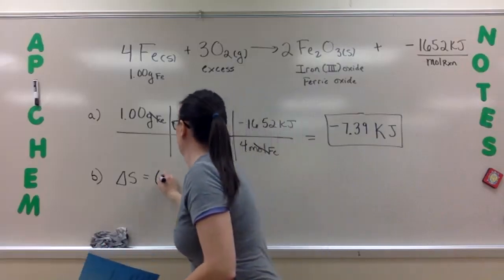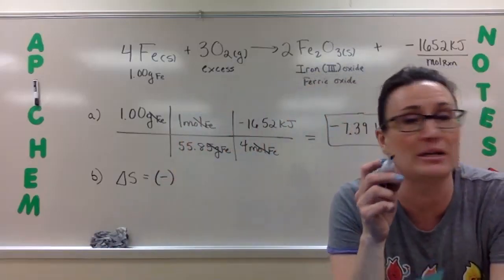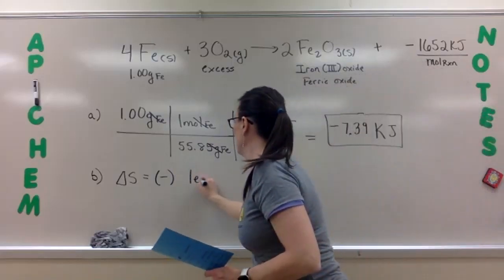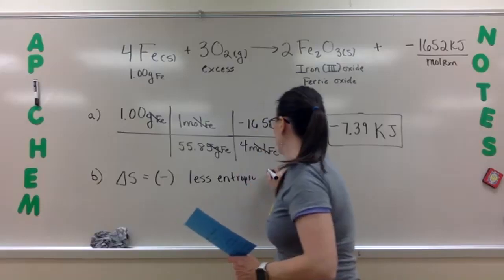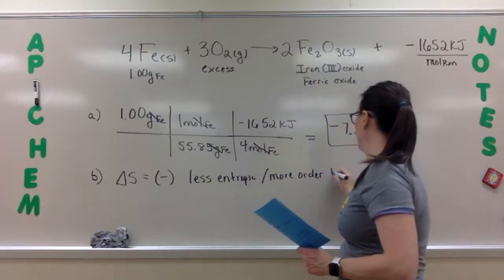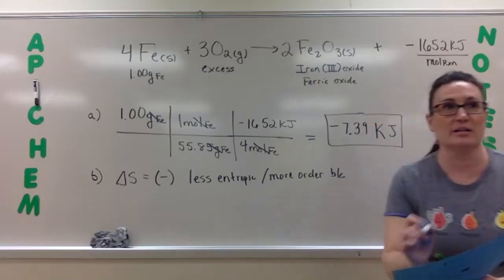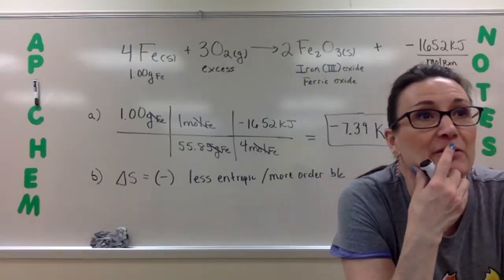Negative, I saw. Okay, I heard kind of a negative. What does negative mean? Yeah, less entropic, or if you don't want to say that, you could say more order, right? Now, why? Because. Here's the moneymaker. You need the because. What do you think you're going to say, Kylie?